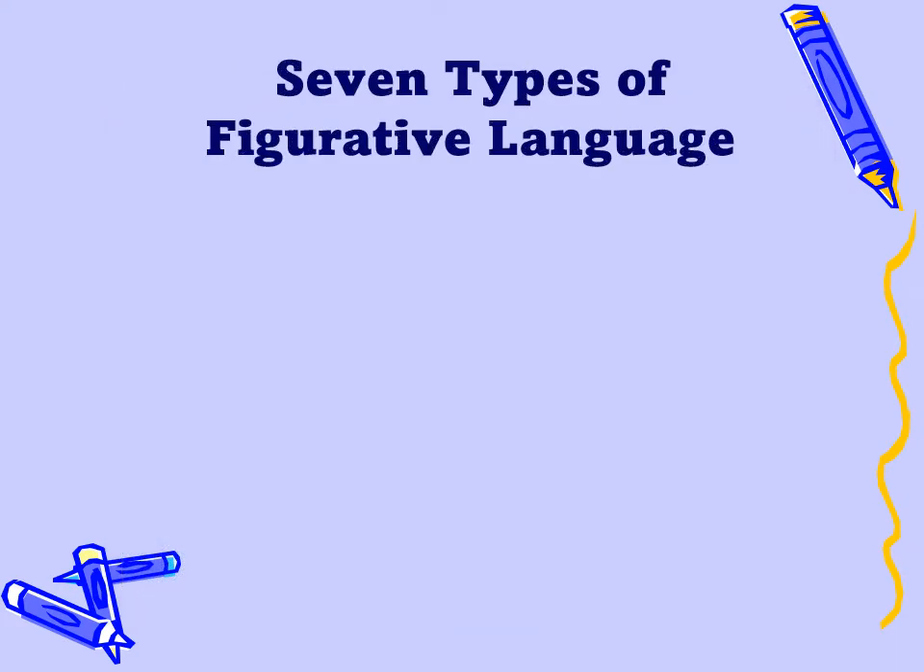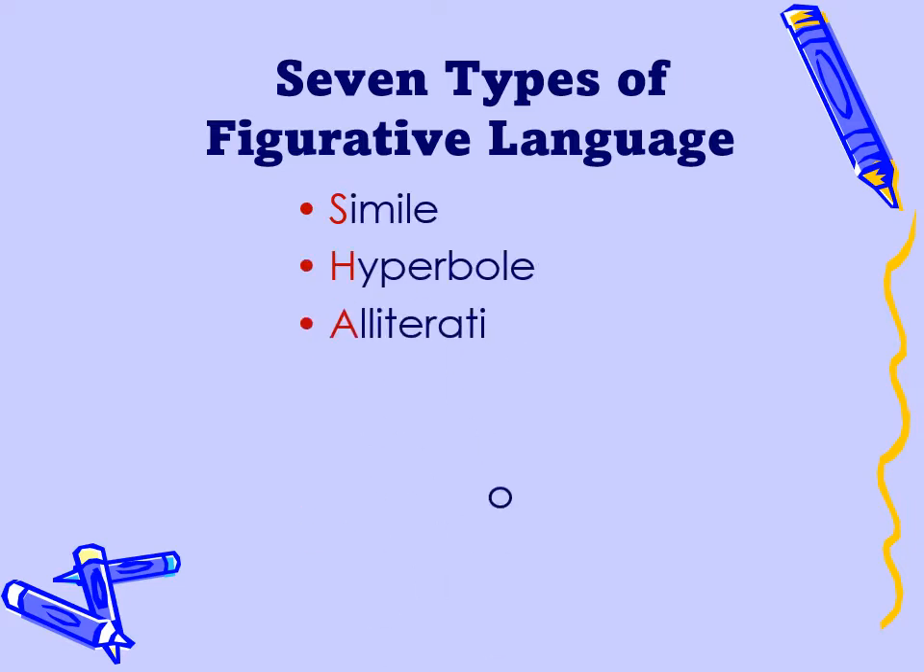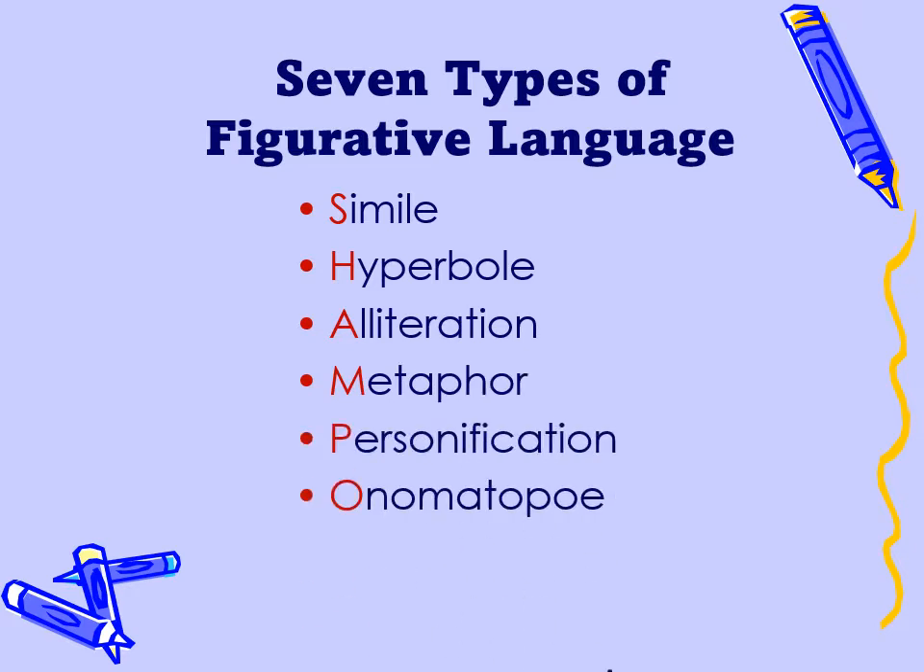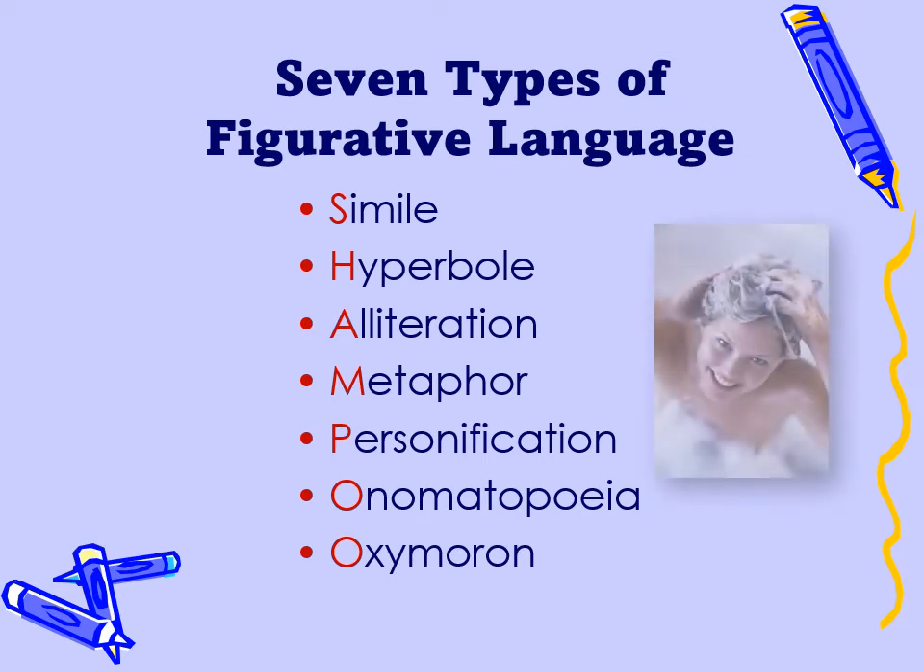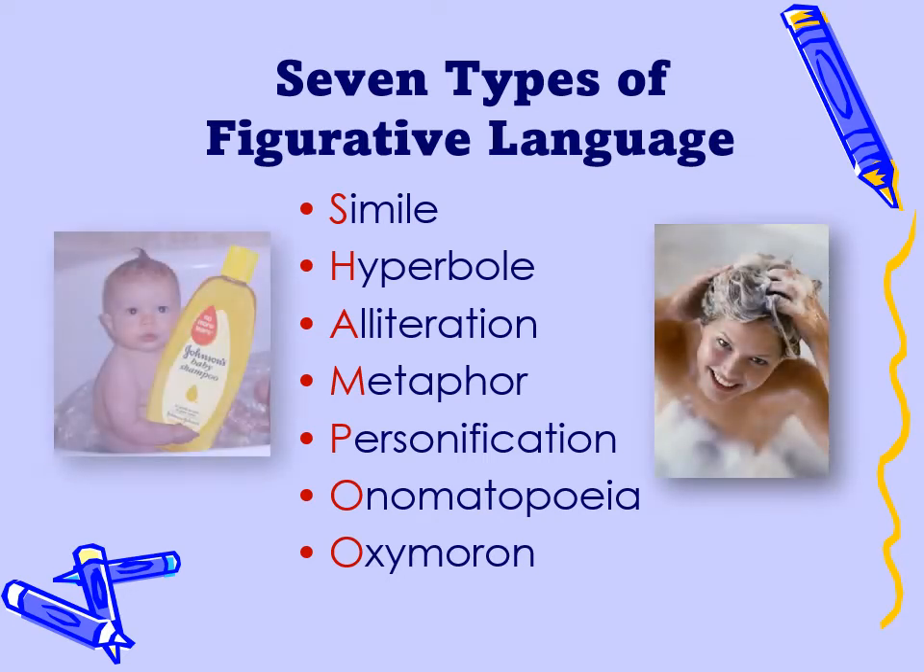Okay, so there are seven types of figurative language. Namely, simile, hyperbole, alliteration, metaphor, personification, onomatopoeia, and oxymoron. So, in short, just remember the acronym shampoo. Okay, so that is our mnemonic for these types of figurative language.